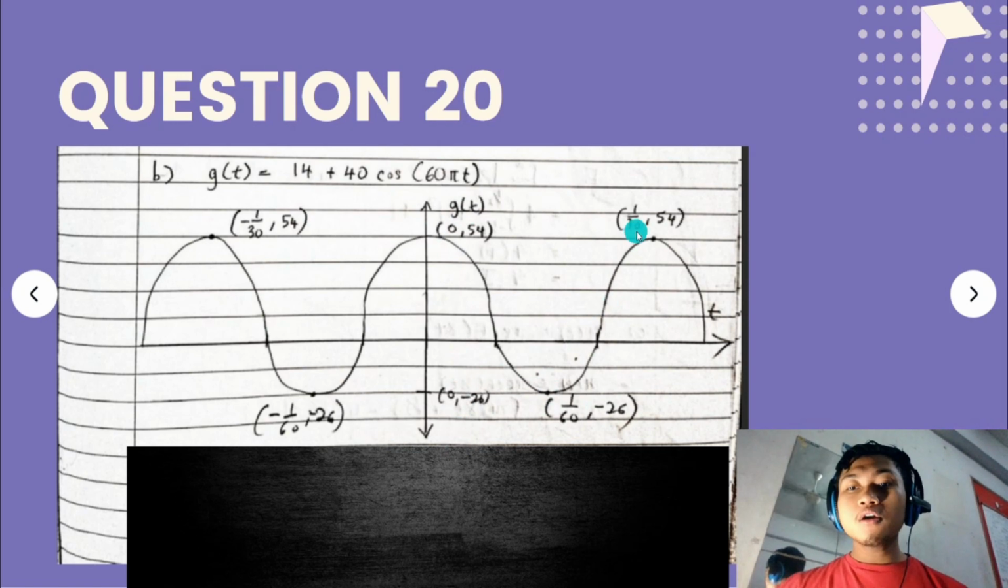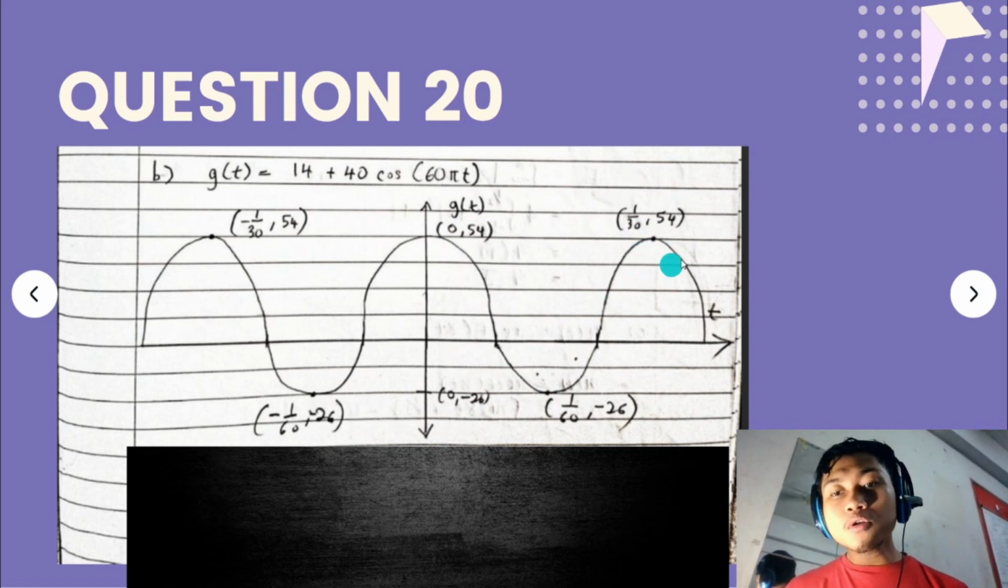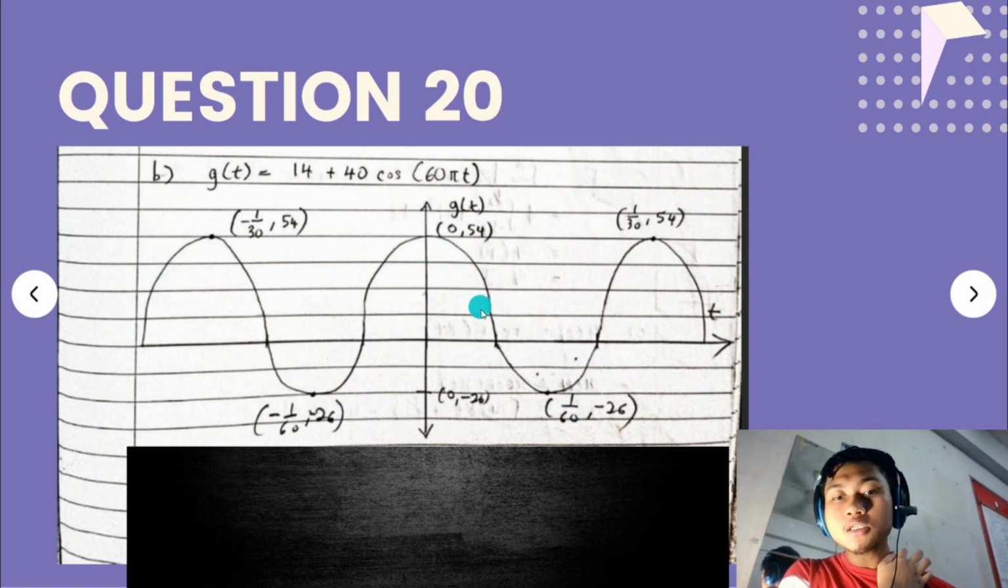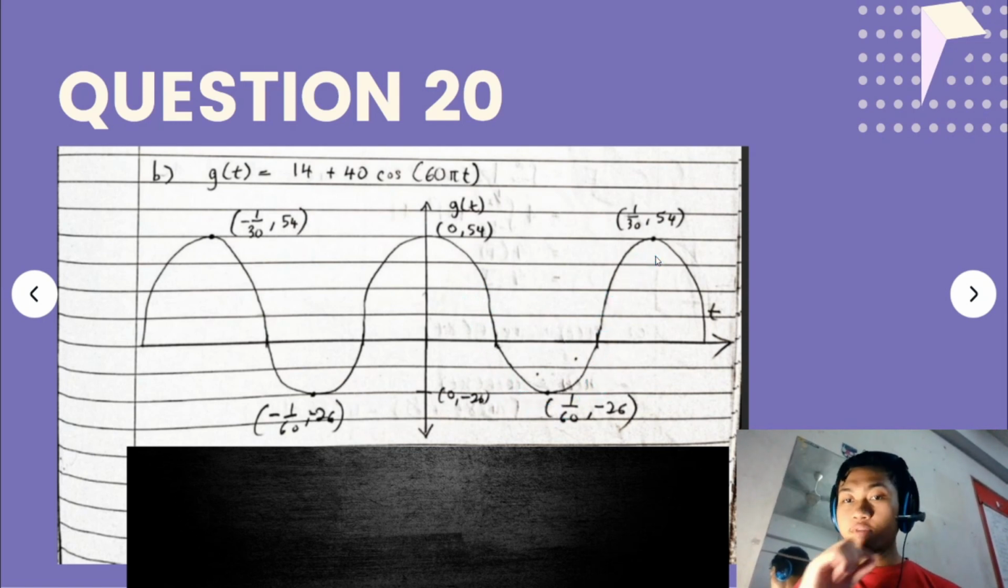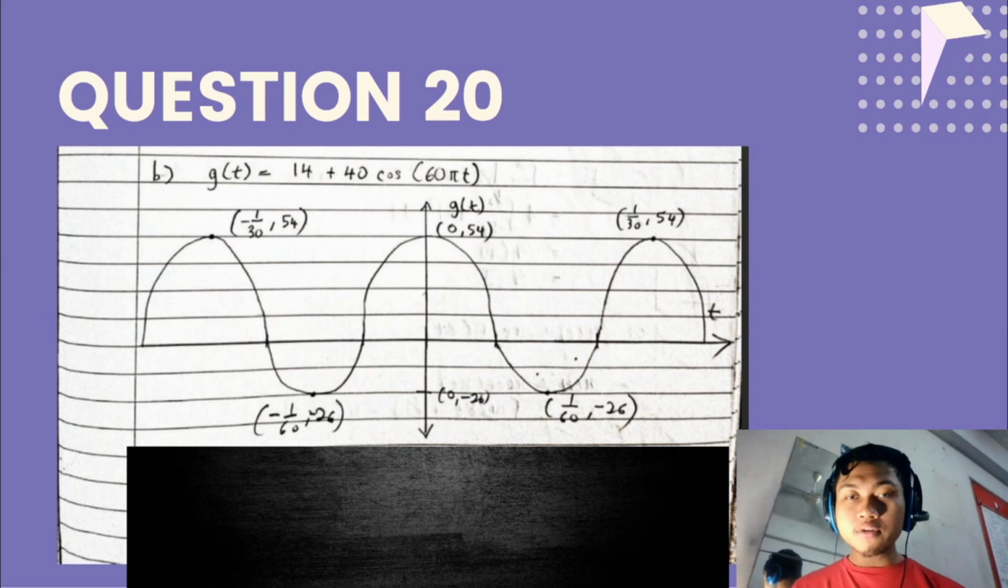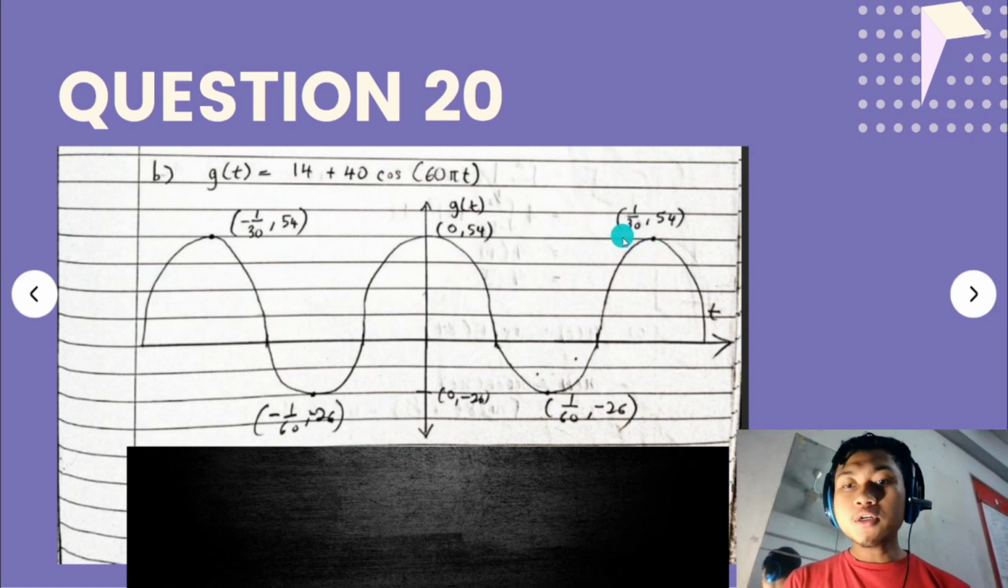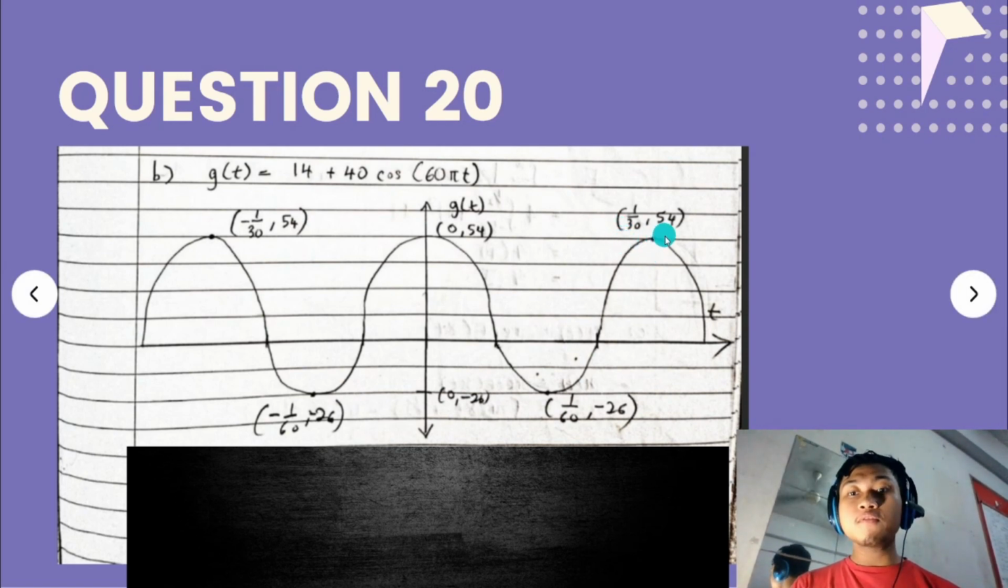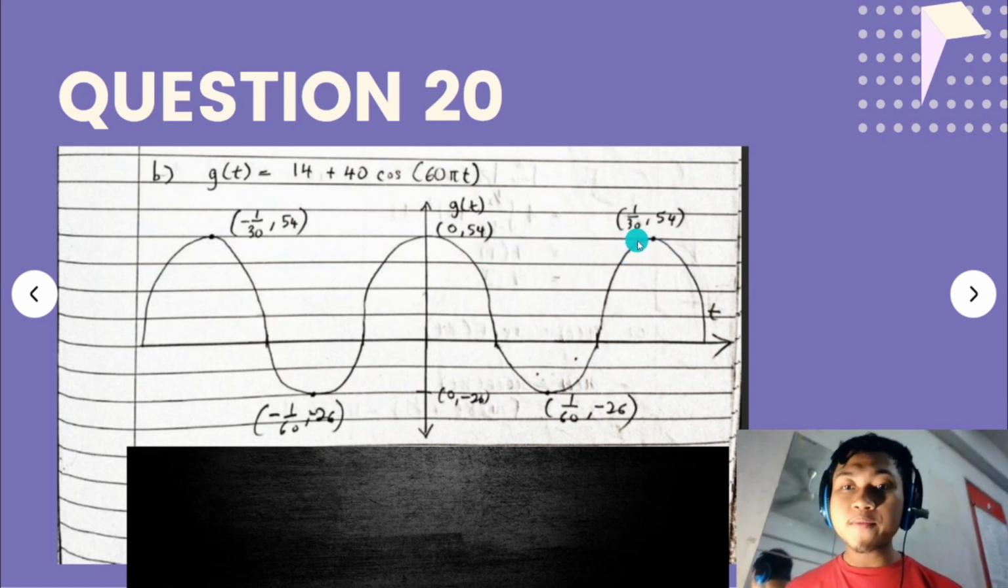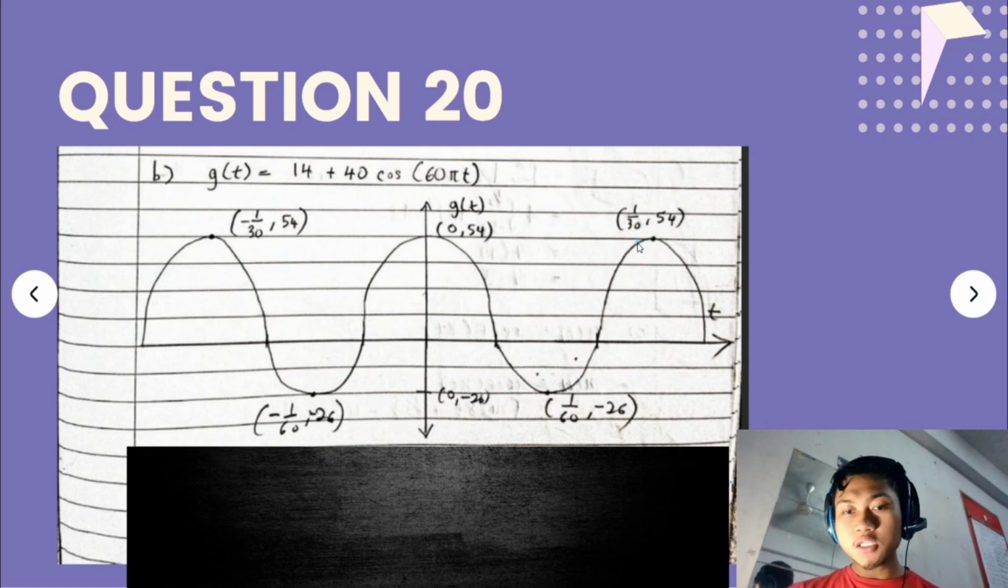Alright, let's see here. Why do I go to this point first instead of this one? It is because I want to show that this is one cycle, the 2 pi cycle of the graph, the complete 360 degrees. So here it is 1 over 30 and 54. We get 54 from here. And where does this value come from? 1 over 30. We will get to it after this.